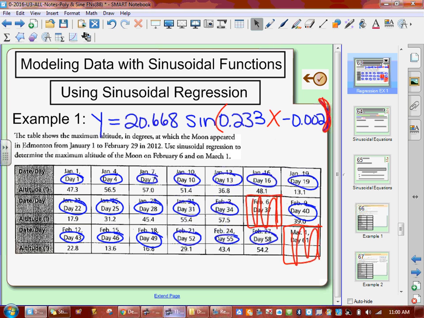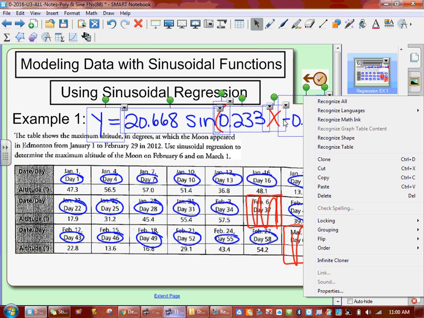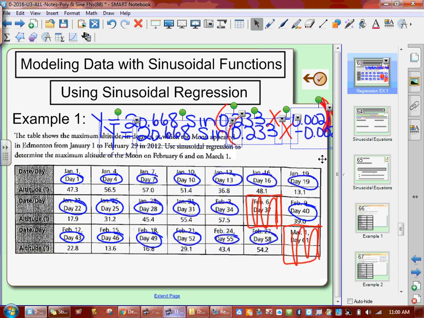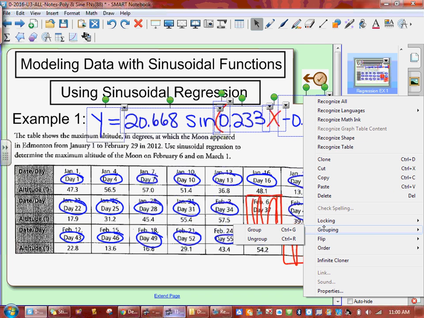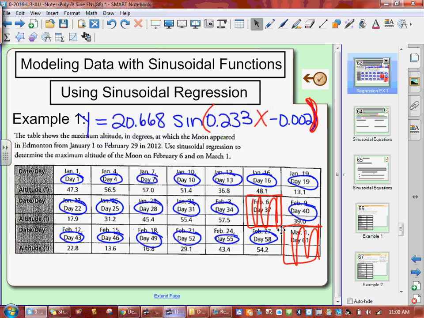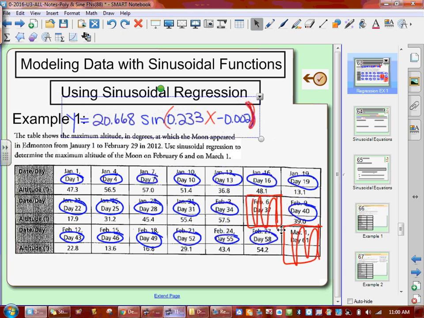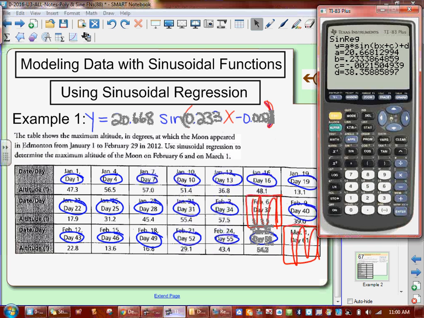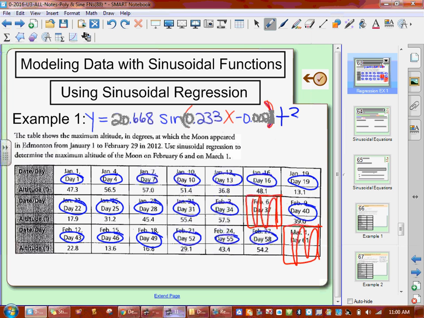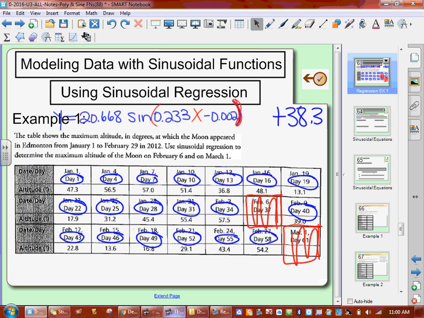Now we're going to write the D value. I'm just going to make this a little smaller for you. Okay, and the D value, let's see how big our D value is, 38.359. Okay, so we get positive 38.359. Okay, so every parameter is rounded to 3 decimal places.